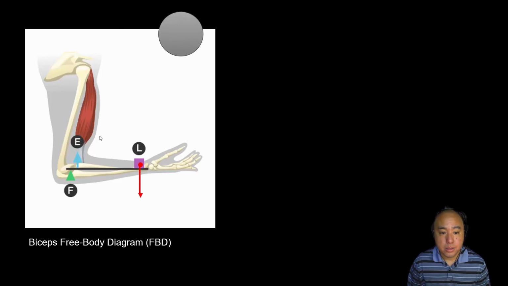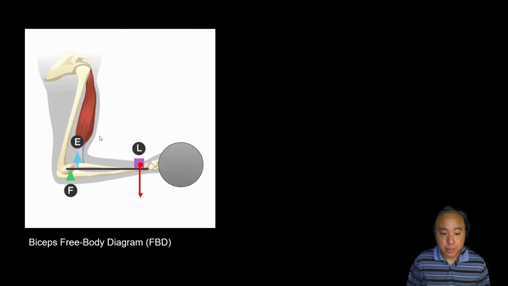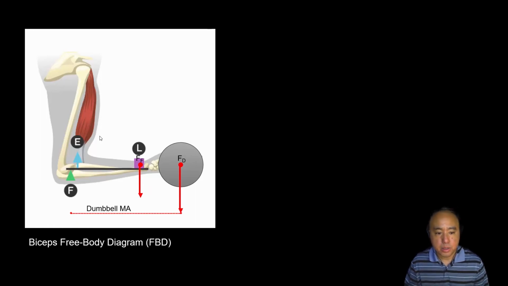Now we're going to add the dumbbell. So the person's holding a dumbbell that has a certain weight, and weight is in the direction of gravity, right? In this case, the vertical direction, more specifically the negative vertical direction, towards the center of the earth. And here F subscript F represents the weight of the forearm. F subscript D represents the weight of the dumbbell. The moment arm of the dumbbell is represented here. Remember, that's the perpendicular distance from the axis of rotation to the line of action of the force, in this case the weight of the dumbbell and the weight of the forearm.